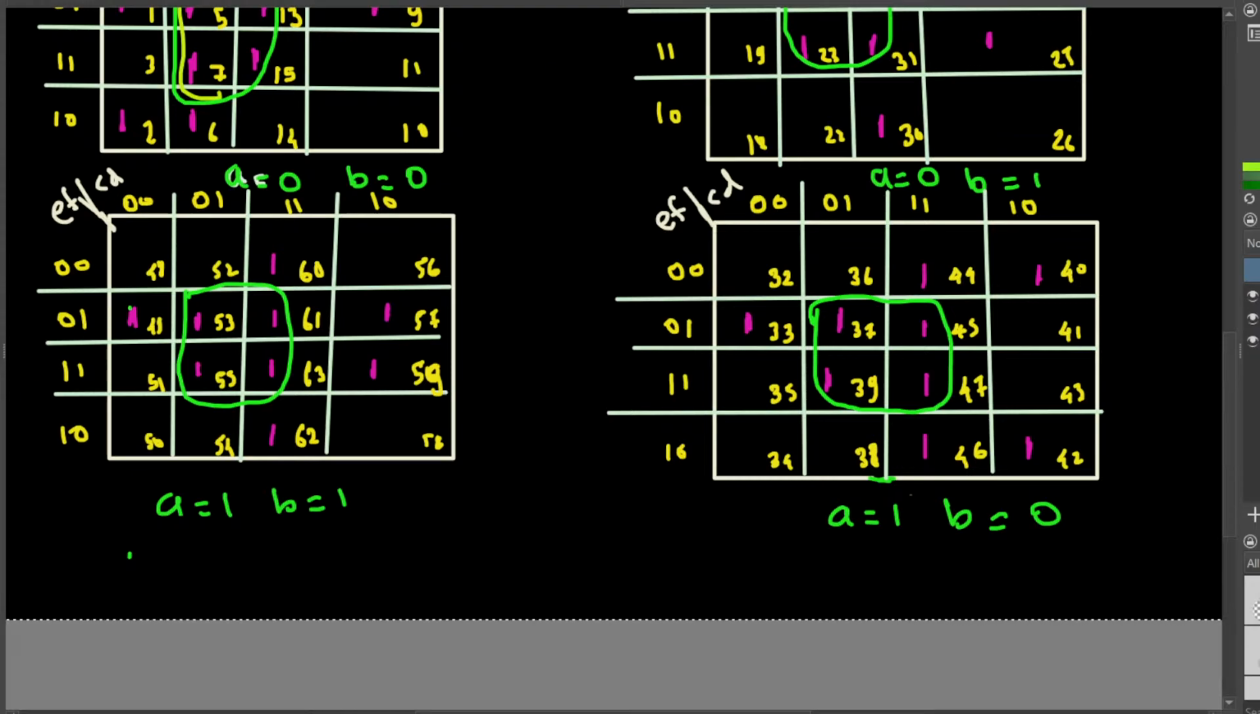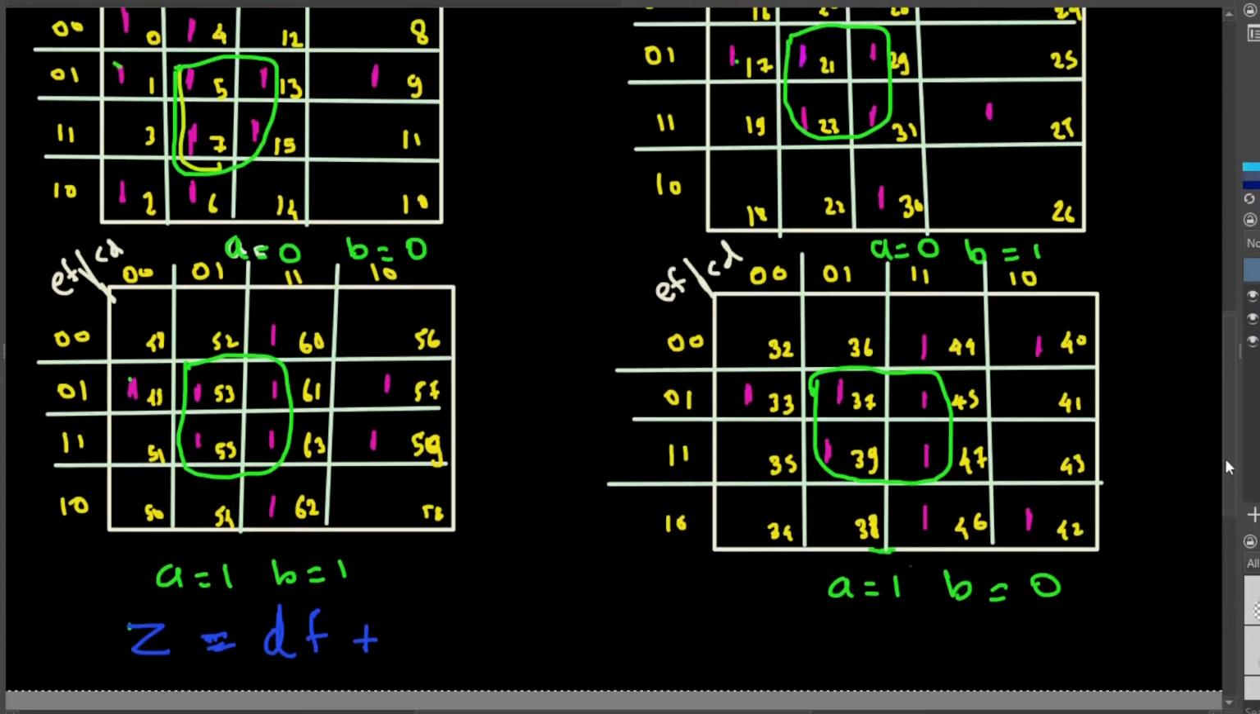Let me use a different color to do the expression. Let's use a color I didn't use. Okay. D is equal to, what we looked at. We looked at D. D didn't change. What about E and F? E is changing from 0 to 1, so E is eliminated. F is 1, 1, so F is going to be there. So the expression for this 16 we selected is DF.